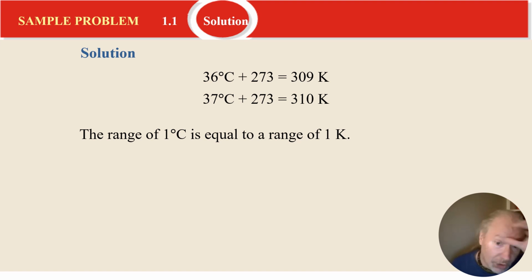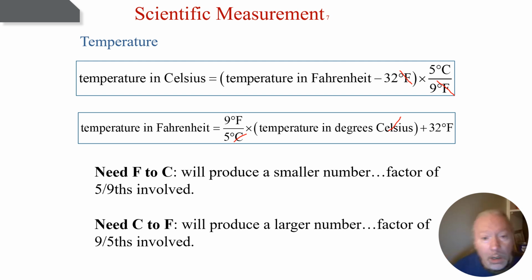Okay, so solution. We see what I just said demonstrated. 36 plus 273 is 309 Kelvin. 37 plus 273 is 310. The range is 1 degree Celsius. That's the span of temperatures that we have, okay? Interesting. So we see that example.